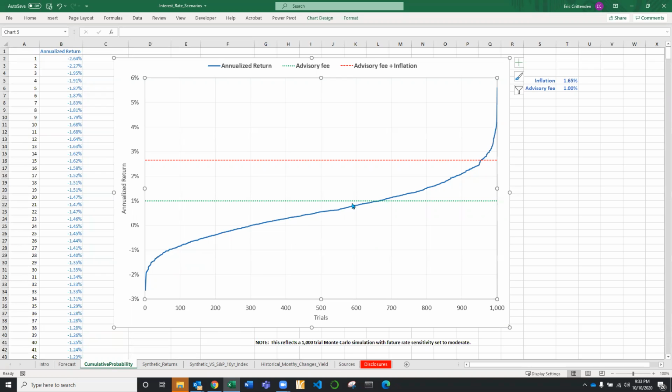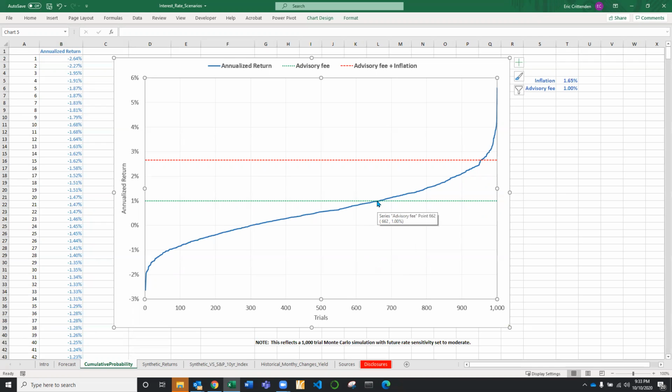I've got these two horizontal lines on there to represent the frictions associated with investing. One of them is, we all have to charge fees. And I chose 1% as representative of a typical advisory fee. Now, this analysis is suggesting that given current interest rate levels, for all these different scenarios going forward, about 66% of those outcomes have a return that's lower than the advisory fee you're charging if you're charging 1%. Not very good news, I know, but don't shoot the messenger.